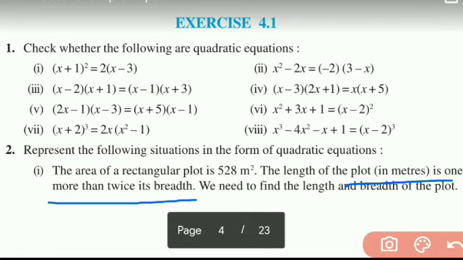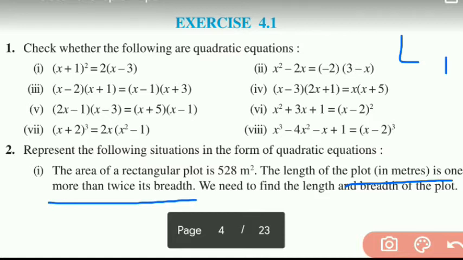For the area, two things are there, L and B. L first, length, B for breadth. What is given? The length of the plot is 1 more than twice of the breadth.